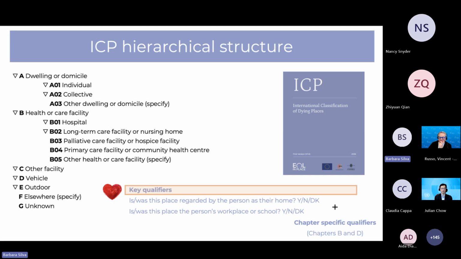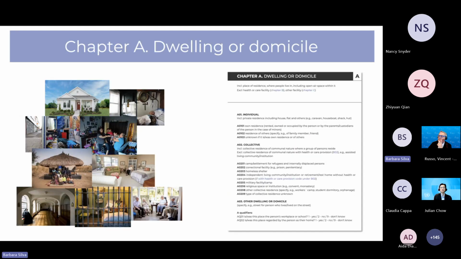And then some of the chapters have specific qualifiers as well, in particular Chapter B, health or care facility, and Chapter D, vehicle. So I'll just briefly go through the chapters with you with some images as well to make them more visual. Chapter A is called dwelling or domicile, and we subdivided it into individual and collective, and with a residual category called other dwelling or domicile. And you can see, for example, if you look at individual, we then made the distinction between the person's own residence or the residence of others, which is an important distinction for people, for example, that move to the home of a family member at the end of life to be able to receive care by them.